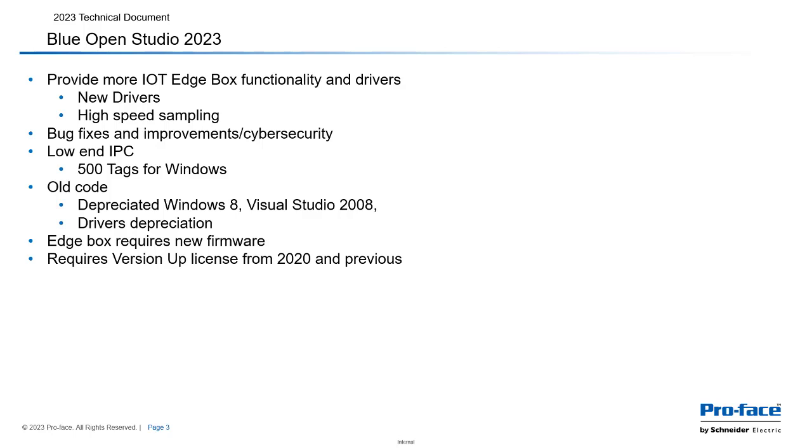A couple of items to note. If you are a user of the EdgeBox, to fully support version 2023 you do need new firmware, which will be posted. And there's a procedure to download the firmware. It's fairly straightforward and easy. It will also require version ups. If you're on 2020 now and you want to move to 2023, you can version upgrade your license.